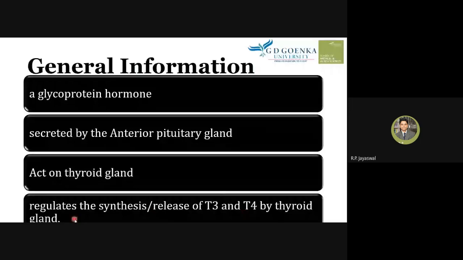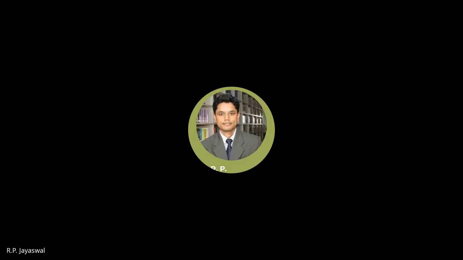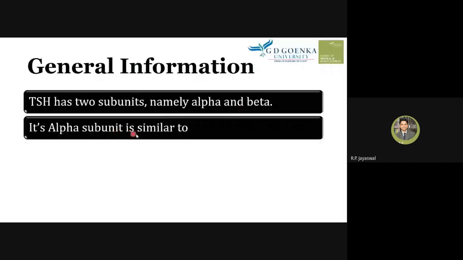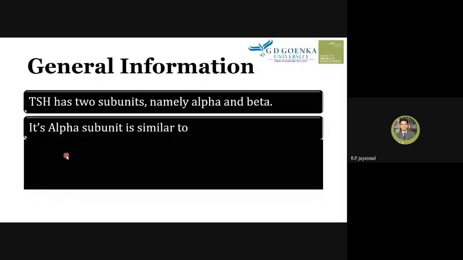TSS has two subunits, namely alpha and beta. This hormone is a dimeric hormone. There are two monomers, two subunits, one is alpha and one is beta. Its alpha subunit has an amino acid sequence which is similar to LH, FSH, and what we say.